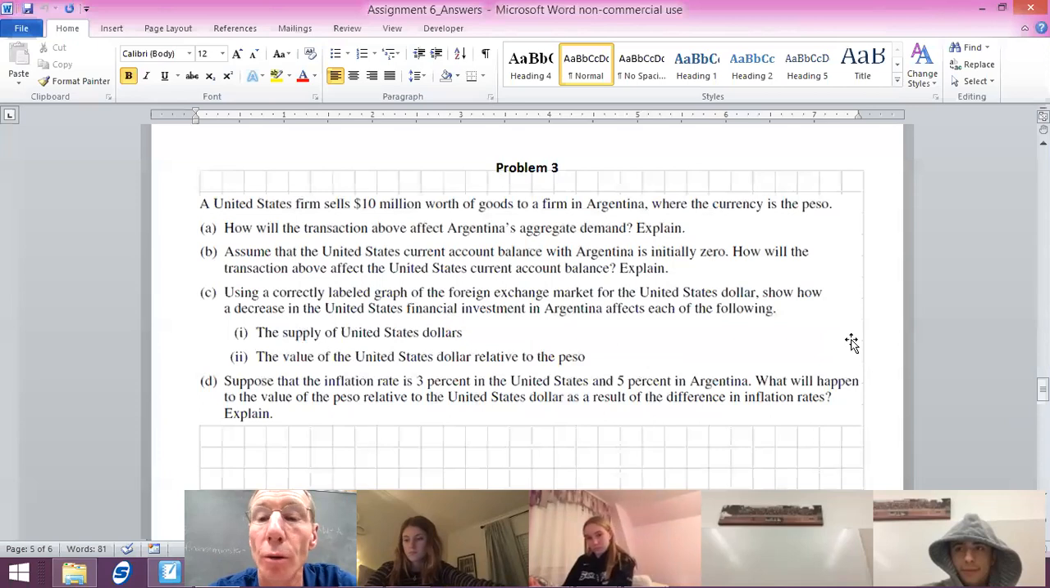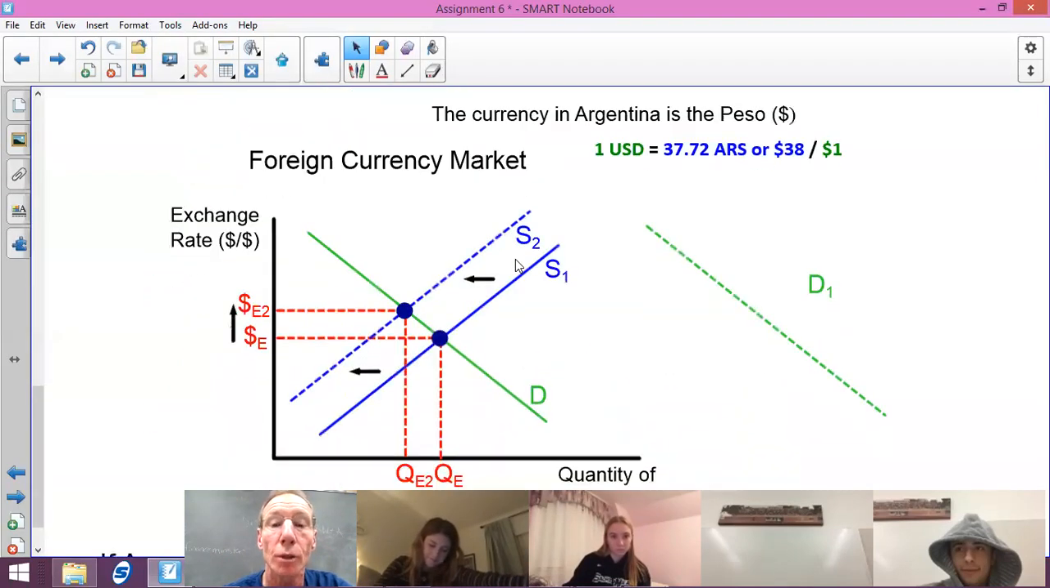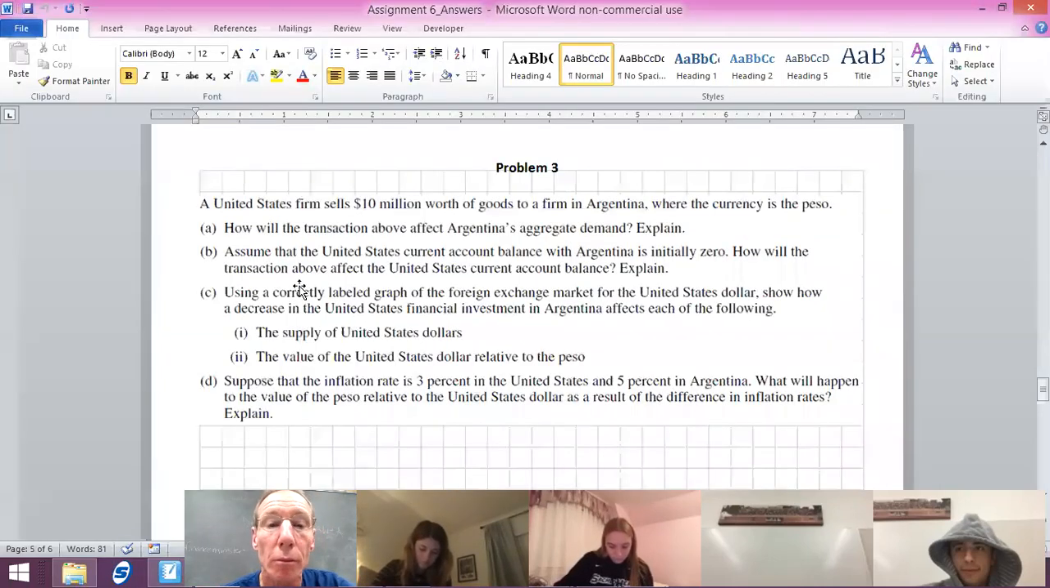So we're going to have a decrease in investment. So now, think about this, the supply of dollars into the foreign exchange market. That would mean that the supply shifts to the left because we're investing less. See, the problem says that our investment... where is it?